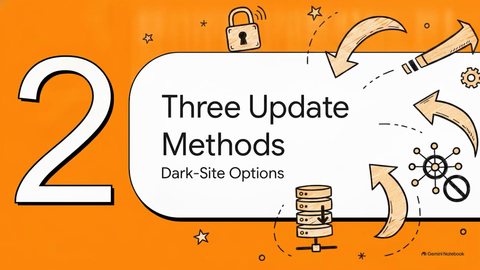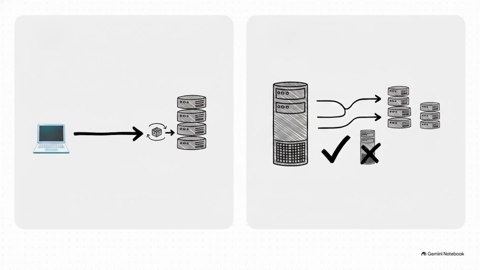Moving on to part 2, 3 dark site methods explained. So you actually have a few ways to get these files into your cluster. First up is the direct upload method. This lets you upload the .tar.gz bundle files straight through your Prism Element, or PE, and Prism Central, or PC, web consoles. It's incredibly straightforward if you're dealing with a few small files.